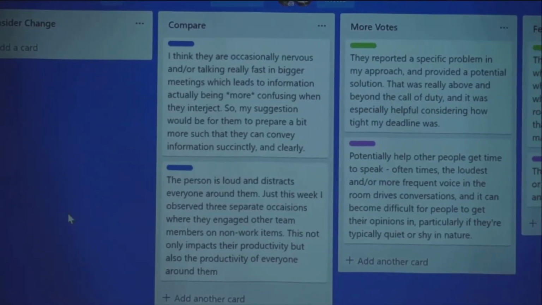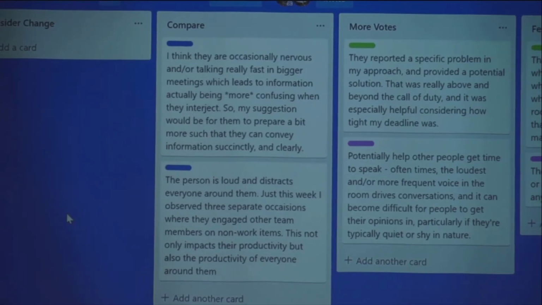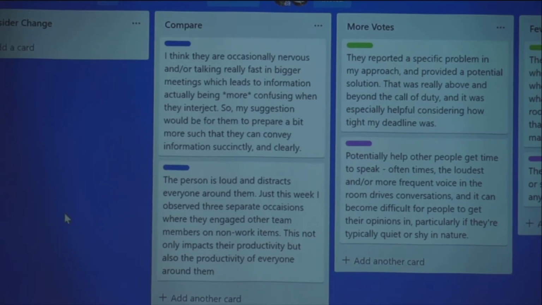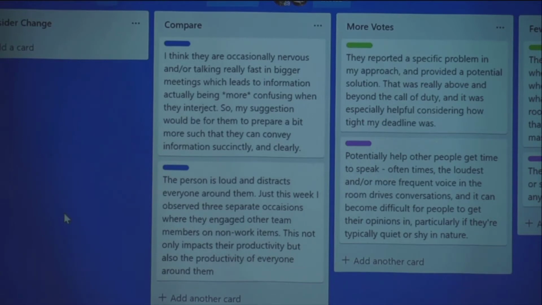First one, I think they are occasionally nervous and/or talking really fast in bigger meetings, which leads to information actually being more confusing when they interject. So my suggestion would be for them to prepare a bit more such that they can convey information succinctly and clearly. Against, the person is loud and distracts everyone around them. Just this week, I observed 3 separate occasions where they've engaged other team members on non-work items. This not only impacts their productivity, but also the productivity of everyone around them. Same rules apply.